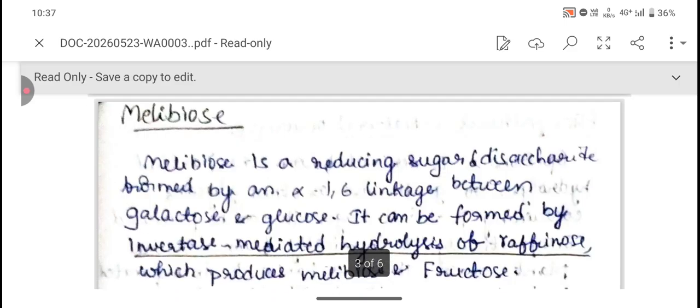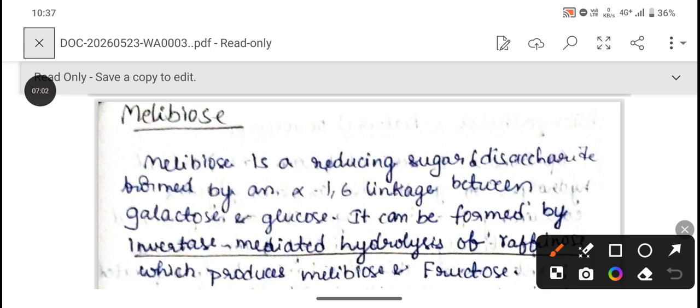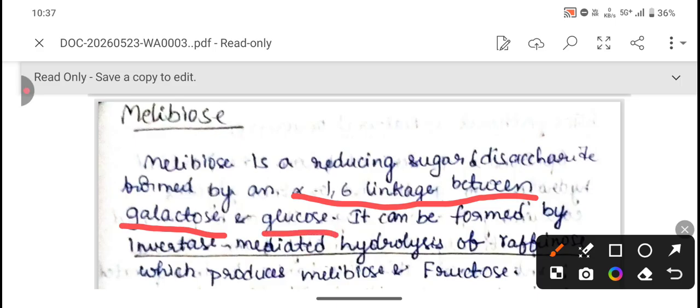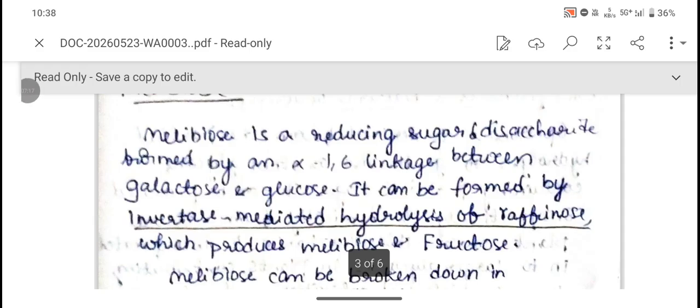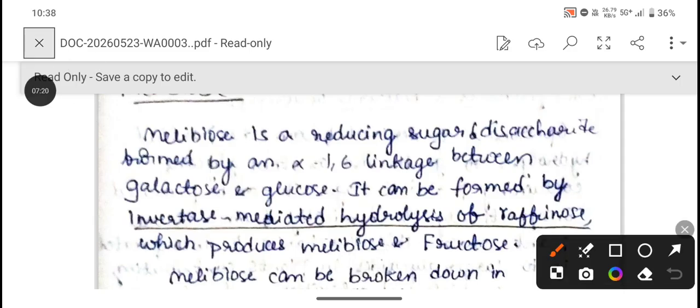The second type of reducing disaccharide having a C1-C6 glycosidic linkage is Melibiose. Melibiose is again a reducing disaccharide formed by an alpha-1,6 linkage between galactose and glucose. It can be formed by invertase-mediated hydrolysis of raffinose, which produces Melibiose and fructose. So it is produced by the hydrolysis of raffinose by the enzyme invertase, which gives Melibiose and fructose as byproducts.